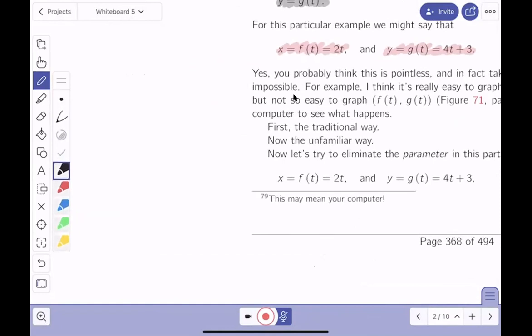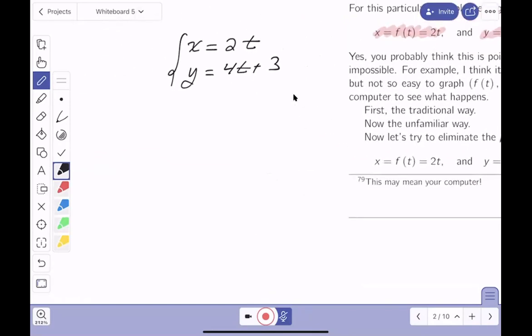Let me write this down. x equals 2t and y equals 4t plus 3. What's making this look unfamiliar to me is there's a t in the problem. So what I want to do is eliminate the t. I need to go back to familiar territory, eliminate the t. How am I going to do that? There's a variety of ways of doing that. But one thing I would suggest is solve one of those equations for t.